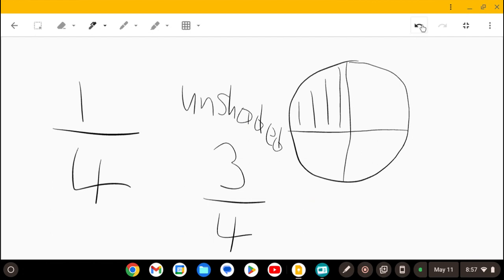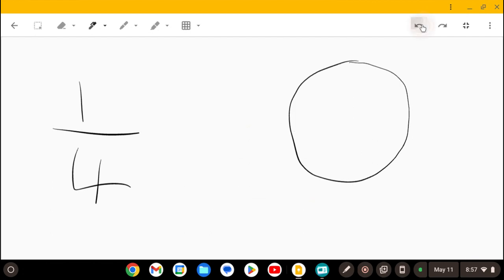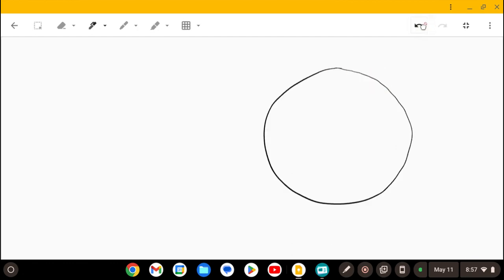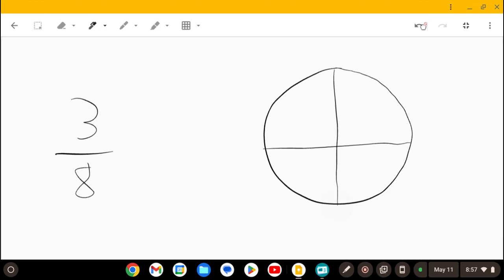Let's look at another one. Let's use a circle again. And what if they told us to shade 3/8 of the circle? So we just need to divide the circle into 8 parts. So let's do that. After doing that, we just need to shade 3 parts. So let's do that: shading 1 part, 2 parts, and 3 parts. So basically that would be it.